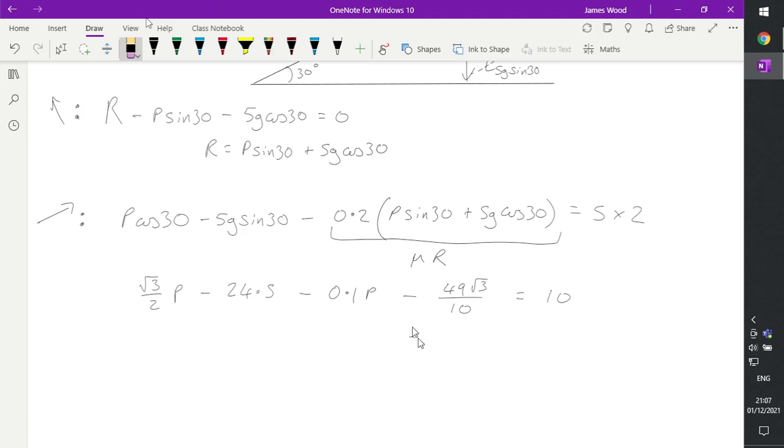Same equation, let's just do it in a few more steps just to make sure that we do this right. So we've got root 3 over 2 minus 0.1, lots of P on the left. Then on the right we've got 10 plus 49 root 3 over 10 plus 24.5. So we can add all these up. So that's 10 plus 49 root 3 over 10 plus 24.5, and then we need to divide it by root 3 over 2 minus 0.1. So you actually get, yes, 56.1. That's better.